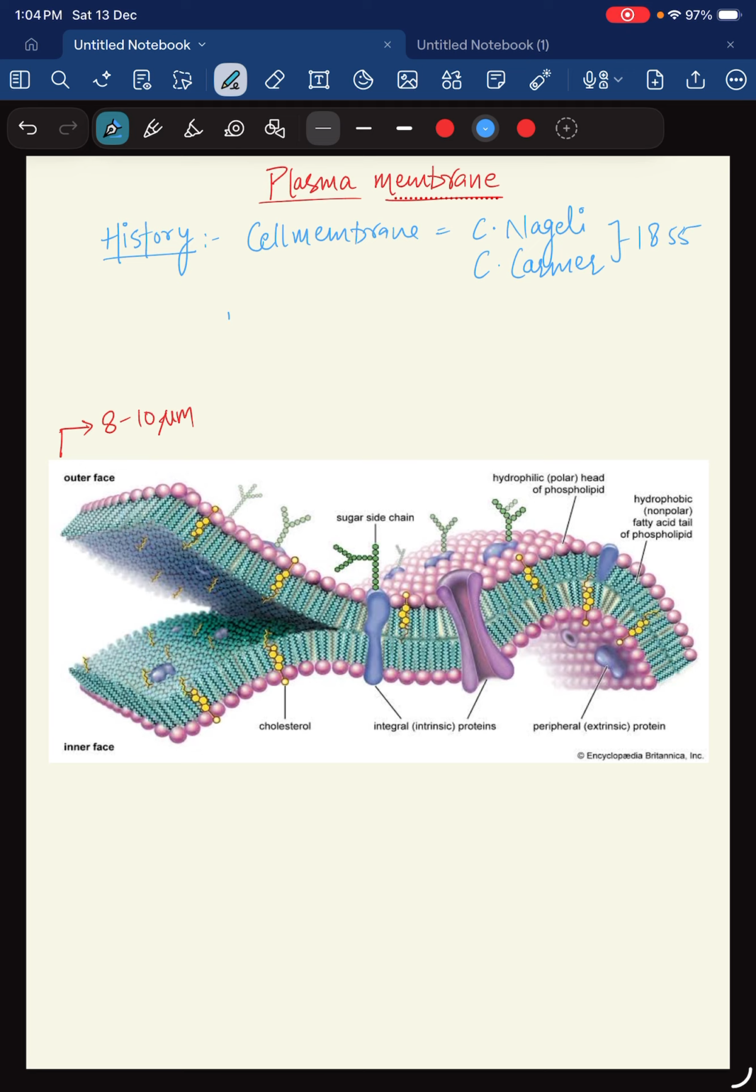Now in 1895, Charles Overton suggested that plasma membrane is composed of lipids. So basically, as it is a layer, it is composed of lipids. Then in 1900 to 1920, further studies were done on plasma membrane, which stated that the lipid must be a type of phospholipid.